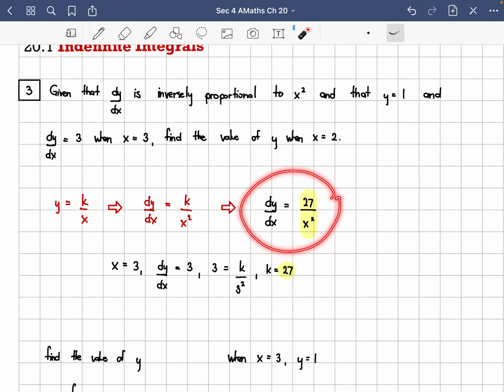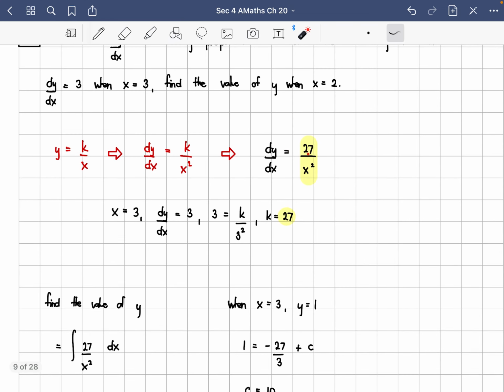Okay, next. The question here is asking us to find the value of y. But let me ask you, is this y? This is not y. This is the derivative of y. So how do we go back to the true value of y or to the true equation of y? How do we reverse or undo a derivative? Basically we get the antiderivative of this, or we integrate 27 over x squared.